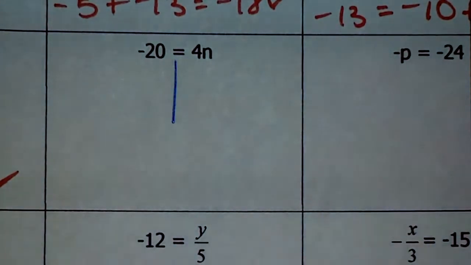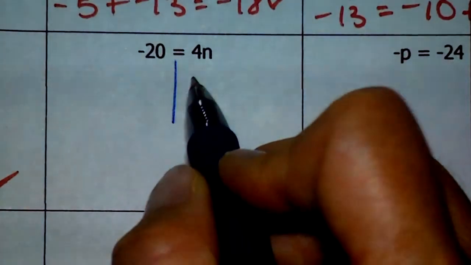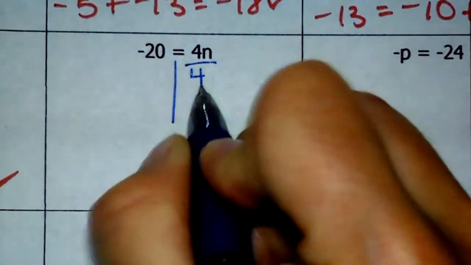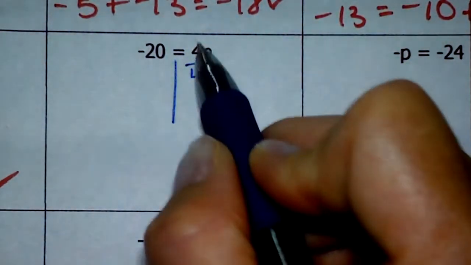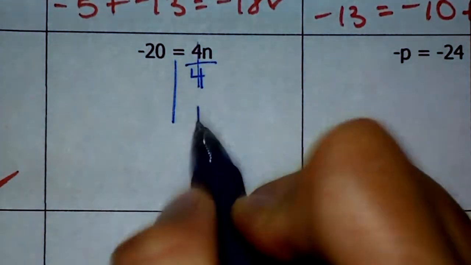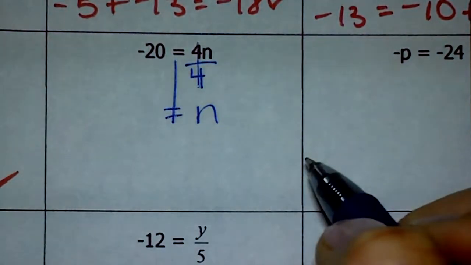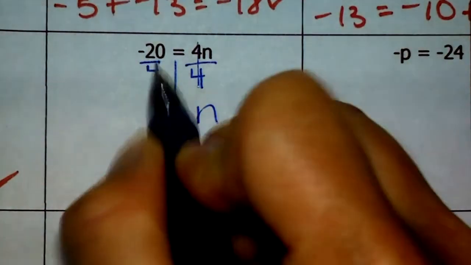But it says, I want to be by myself. Get rid of this 4, please. How do we get rid of a 4 that's being multiplied? We divide by it. 4 divided by 4 is 1, and 1n is n. So we've achieved our goal of getting n by itself. Whatever you do to one side, do to the other.